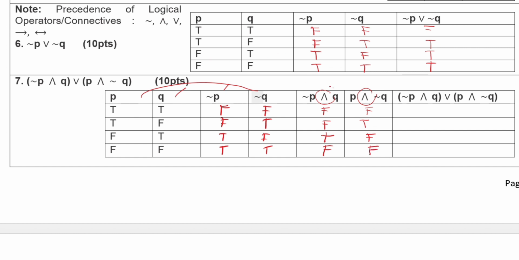Then after that, we're going to compare this using the disjunction or. The disjunction means it will only be false if both this and this are false. So here, both are false, and the rest are not. Final answer.